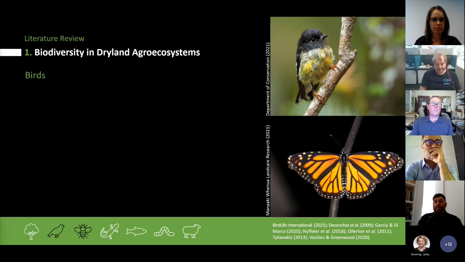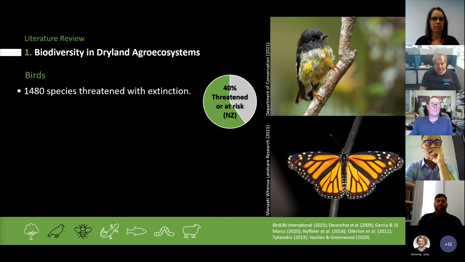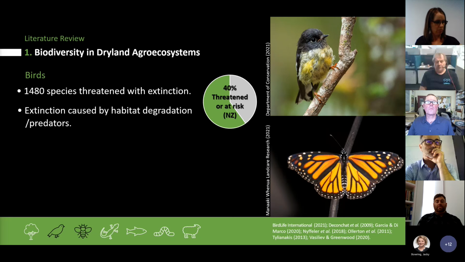Birds were the next element that I looked at. They're a key element in dryland agroecosystems as they provide key ecosystem services such as seed dispersal and insect pest regulation. In addition, many bird songs enhance the landscape aesthetics and provide an enjoyable experience in a landscape. However, of the approximately 9,000 or 10,000 species of birds worldwide, about 1,480, 1,500 of those are threatened with extinction. And the situation is worse in New Zealand, with 40% threatened or at risk. And the main causes of extinction are habitat degradation and predators.